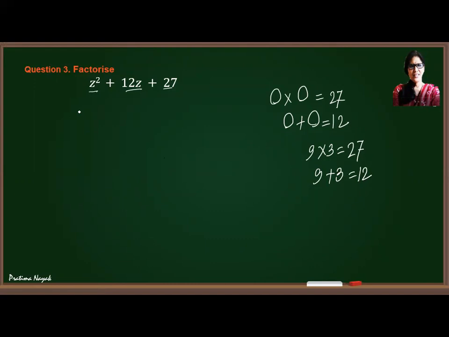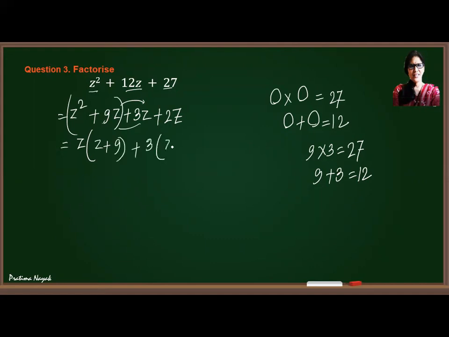So I'll break 12 as 9 and 3. So z square plus 9z plus 3z plus 27. Now the question is, can I write 3z here and 9z here? Yes, we can write, no problem. So taking z common from these two, I'll take z common, so z plus 9. Next I'll take 3 common, so z plus 9.